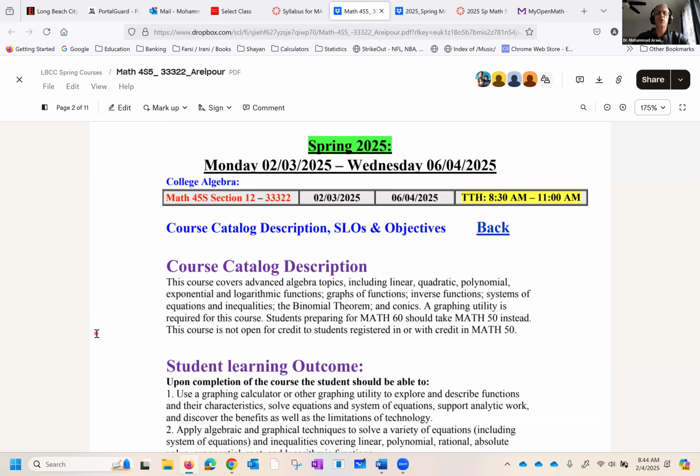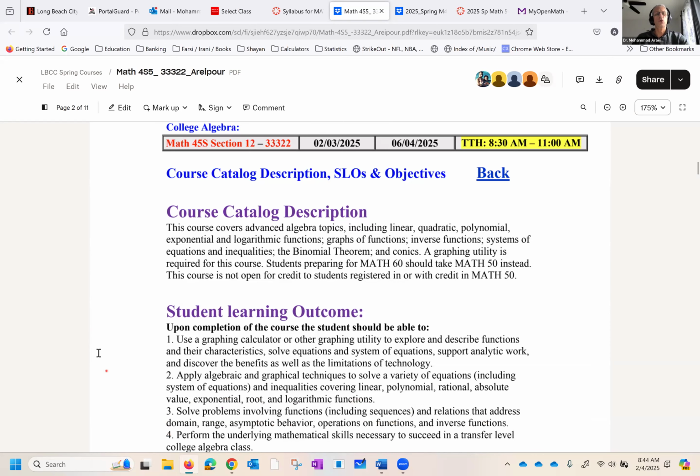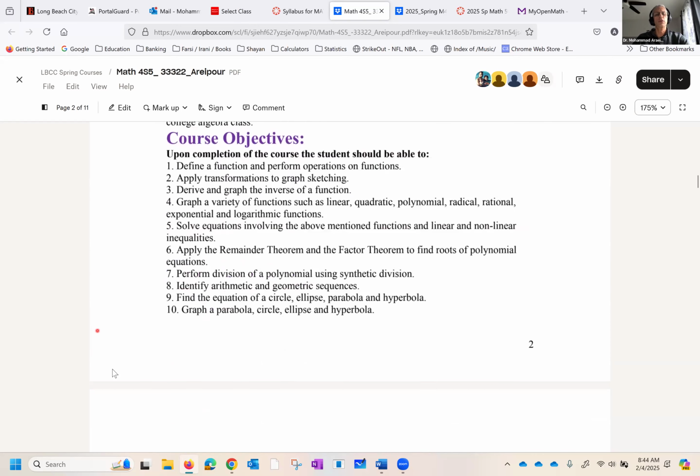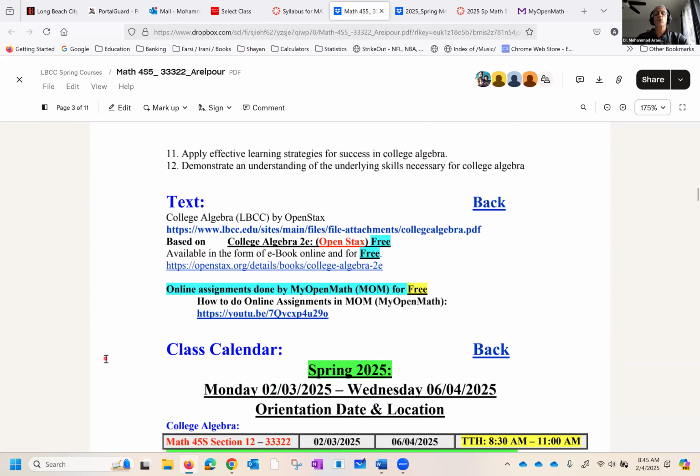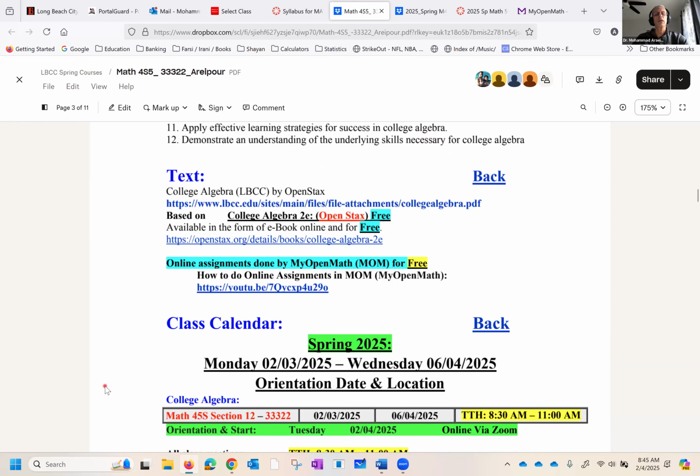It starts with the information about the course, time, course catalog, student learning outcomes, and text. I will show you this text again when we go to MyOpenMath, where we do our homework. The text is by OpenStax and it's free. The online assignments are done through MyOpenMath. It's a digital platform which is also free.